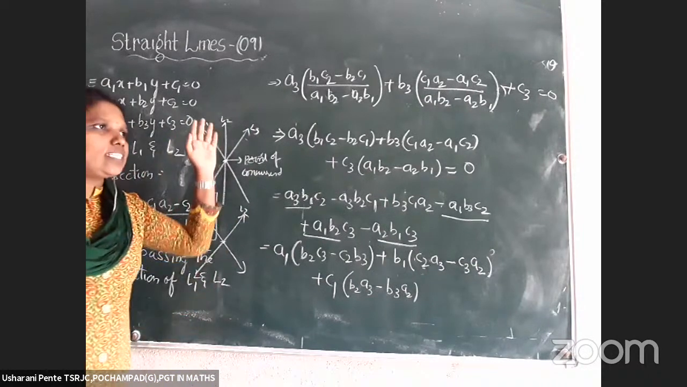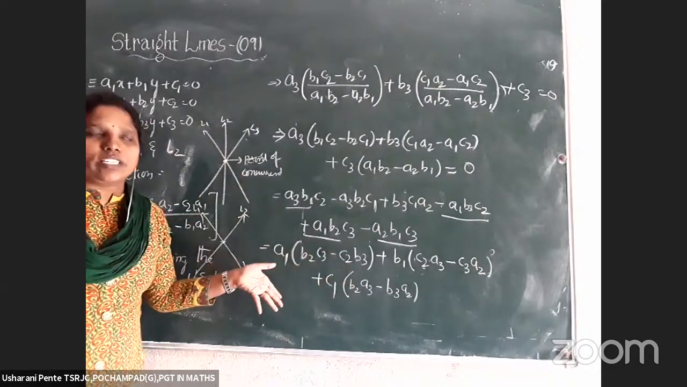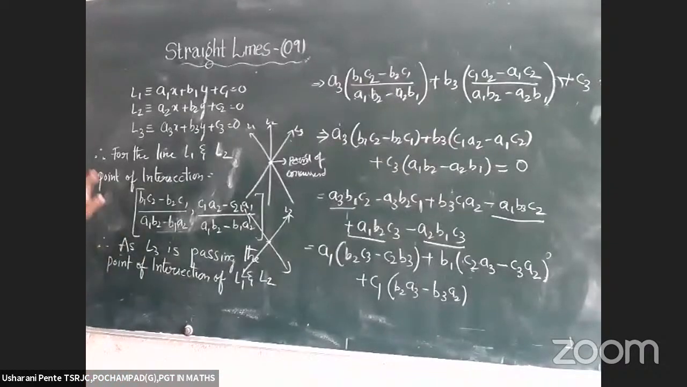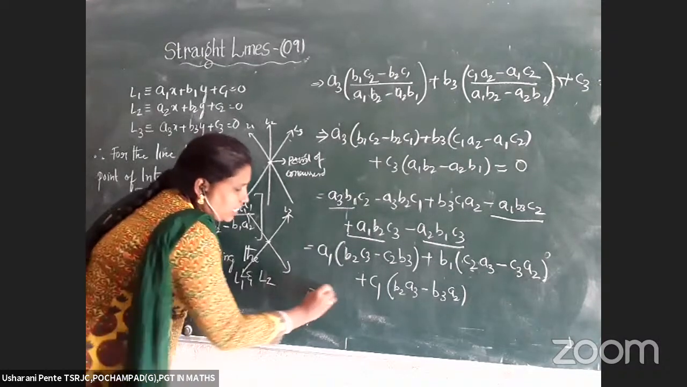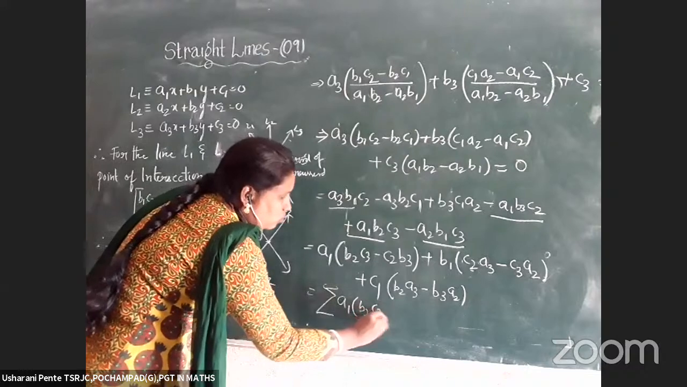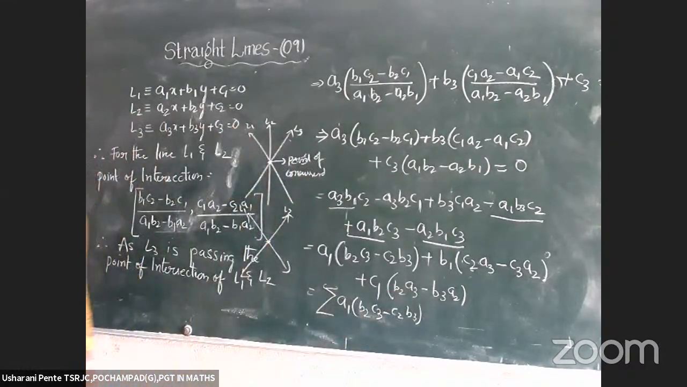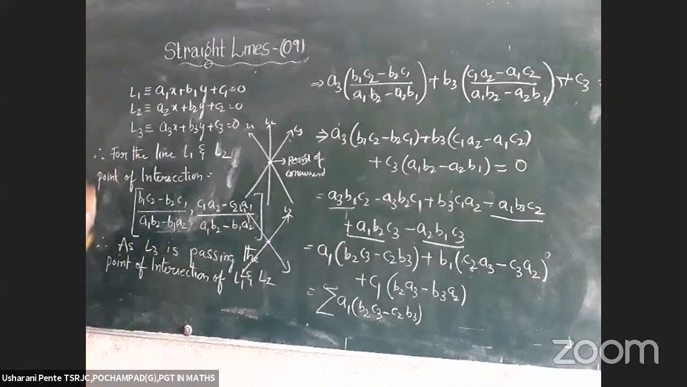If three lines are given, this is the formula to find the point of concurrence. It can be represented as sigma of A1 into (B2 C3 minus C2 B3).